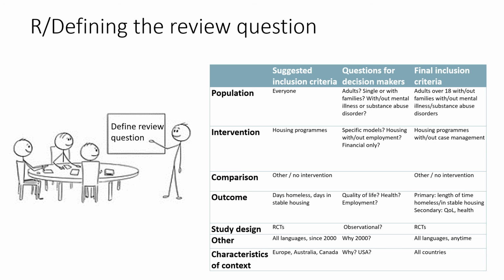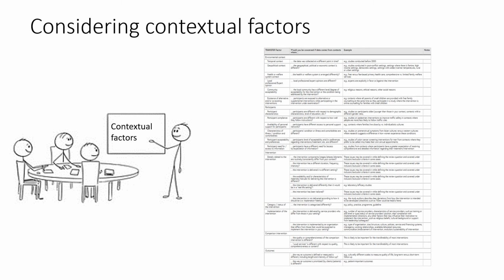This could be an example of defining the review question, where the review team has some ideas for inclusion criteria, has some questions for the decision makers or end users, and together they arrive at the final inclusion criteria. Next, the end users and review team consider contextual factors that may influence the transferability of the review findings to the review context or a predefined local context.